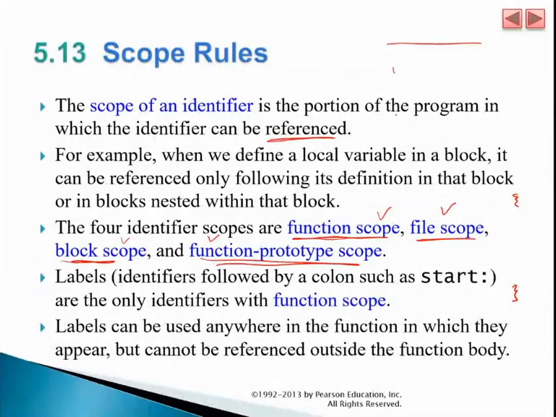Labels actually have function scope, but let's not go into that. For a simple example, if I have this square function again and I write int x equal to 0, I can use this x only inside this particular block. After this, if I try to print x, it will not get printed. The scope is only within this function. This is called function scope.